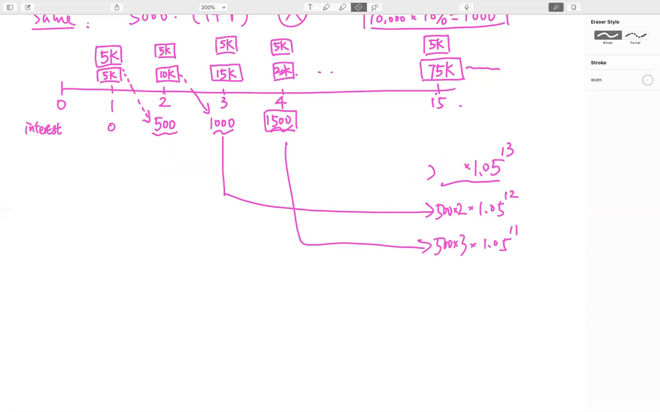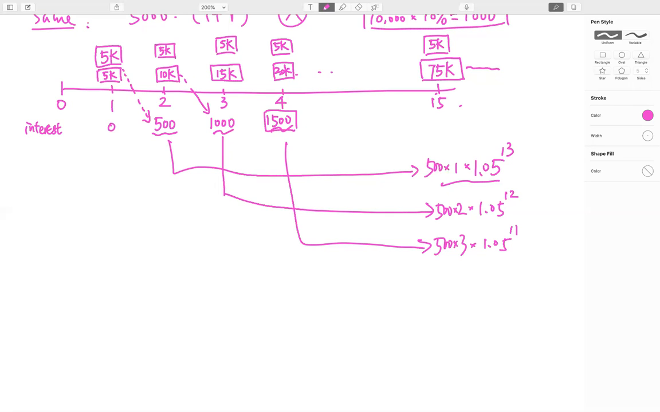I write this as 500 times 1. 1 plus 13 is 14. 2 plus 12 is 14. 3 plus 11 is 14. So the next one times 4, this is 10, right? Goes on until the last one must be 0, right? 0 plus 14 is 14.